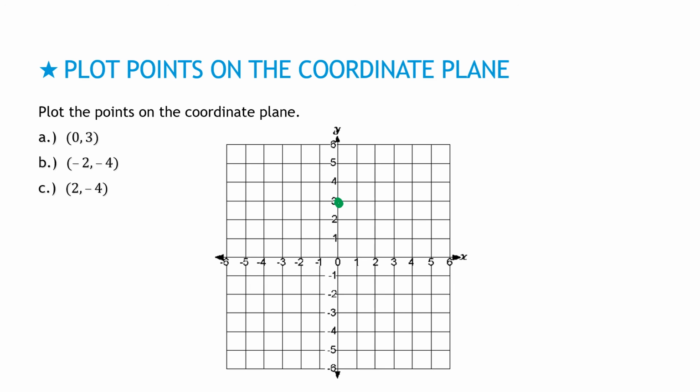The next is -2, -4, so I'm going to go 2 to the left from the origin, and then 4 down. And then 2, -4 means now 2 to the right, and then 4 down. So there are my 3 points.